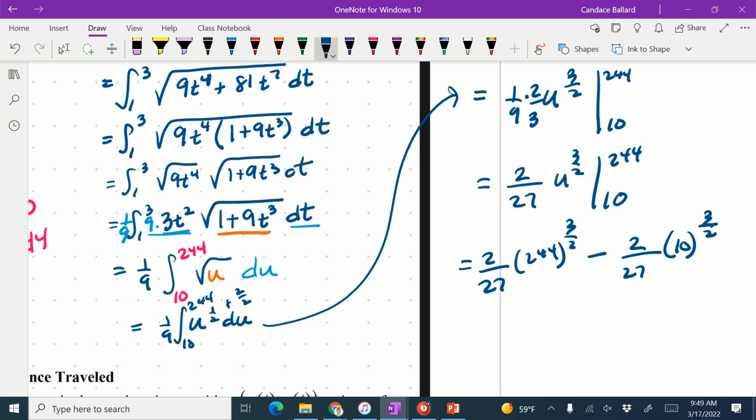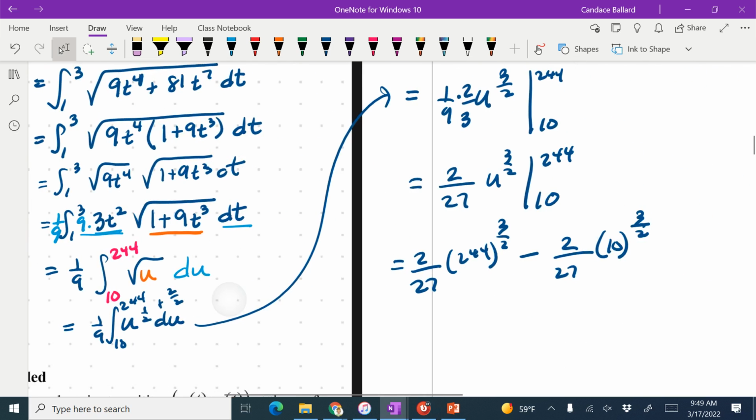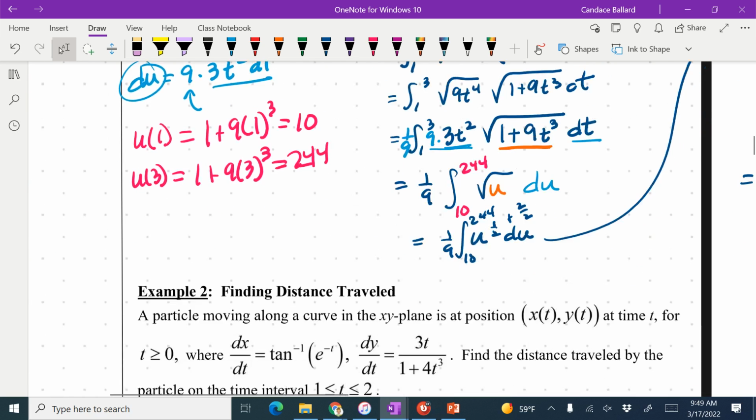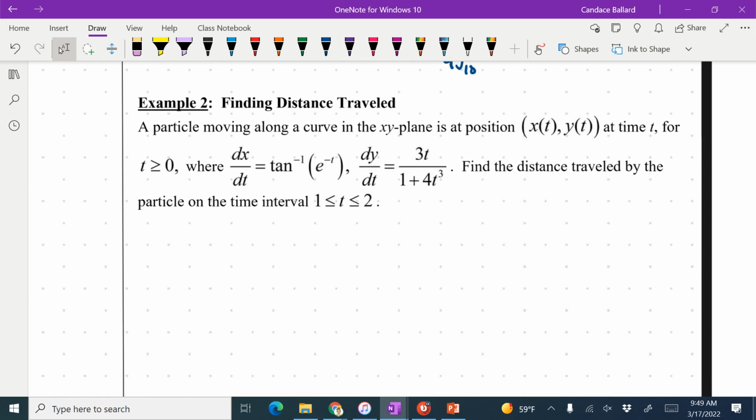All right. We're going to do one more. Did everybody get it? I don't want to go too fast. Everybody good? Okay. We're going to find distance traveled. So take a minute and read that question to yourself.